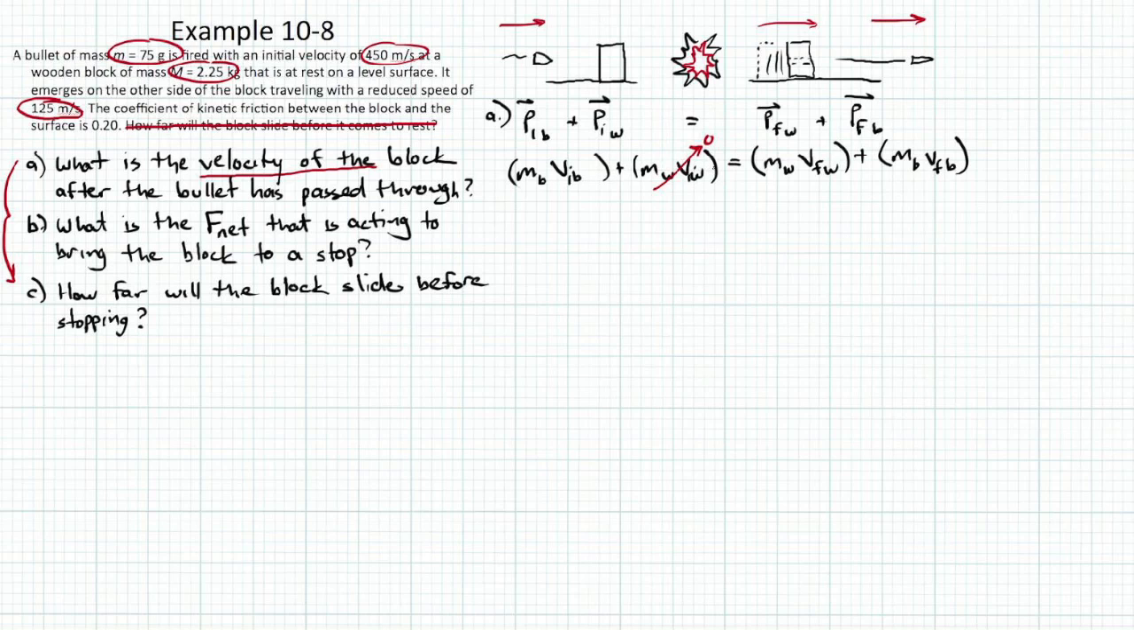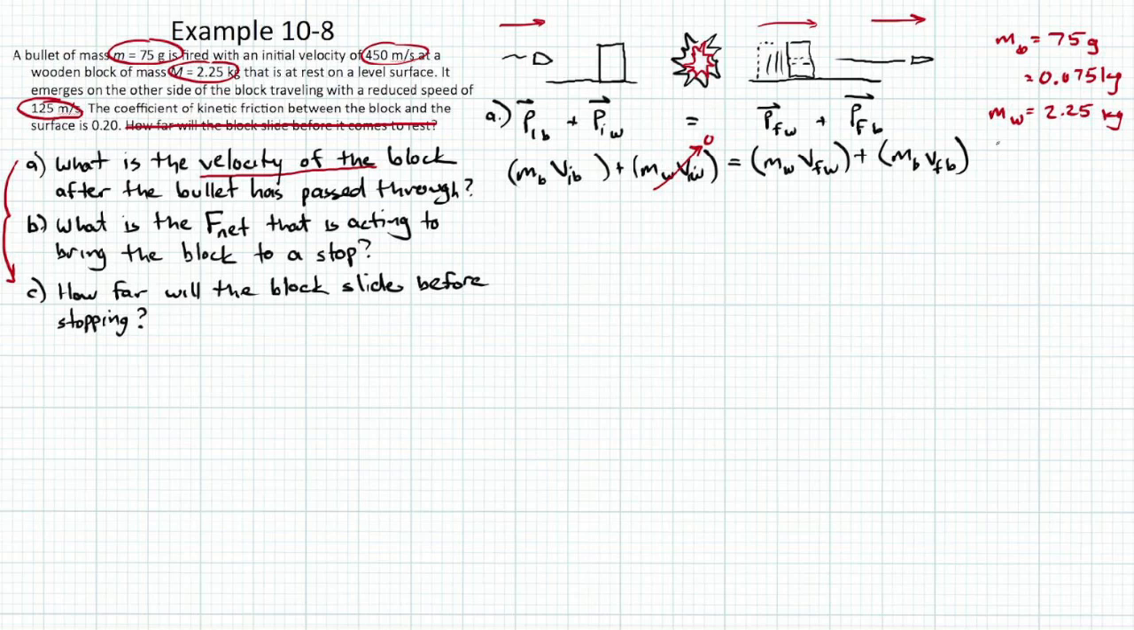So, all right, let's write down our knowns, and we should be able to do that fairly quickly. We have the mass of the bullet. That is 75 grams. But we want kilograms, so we're going to have to move our decimal point 3 places to the left, right? That's 0.075 kilograms. Okay? The mass of our wood block is 2.25 kilograms. That's already in the units that we want.